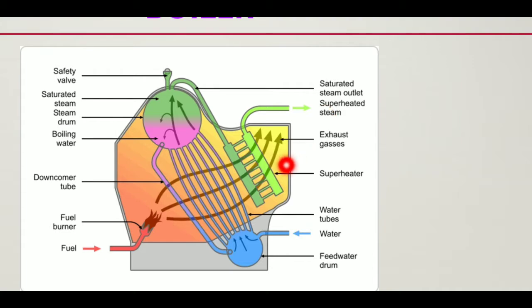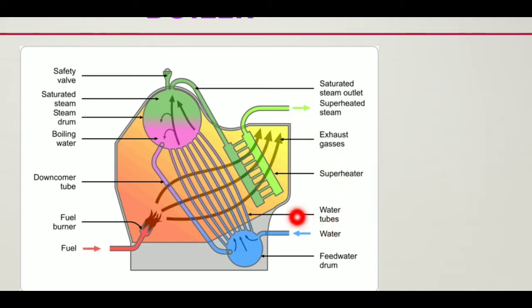This is the superheater by which the steam can be superheated, and the superheated steam is fed to the steam turbine with the help of this tube, the superheated steam tube, and this green arrow shows the outlet of the steam or pressurized steam which is supplied to the turbine or another industrial process.